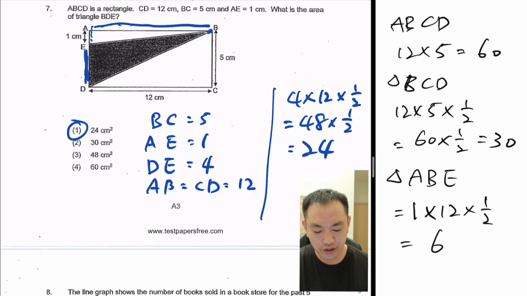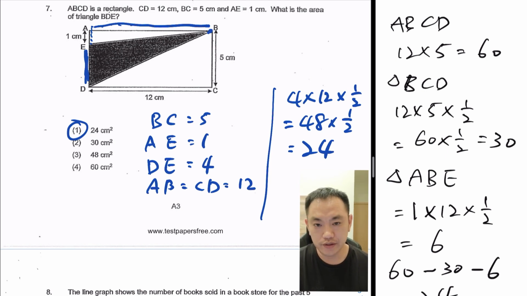And then you take the area of the total rectangle, which is ABCD, which is 60, minus 30, and then you minus 6. If you do the calculation, you will also find it gives you the same answer, which is 24. So there are two ways of doing this.